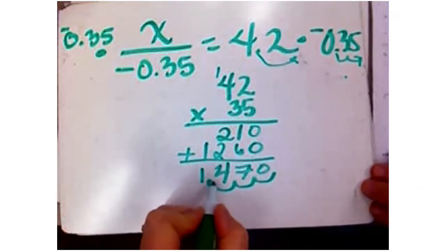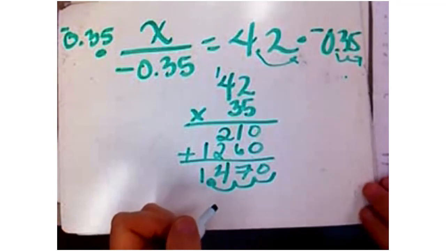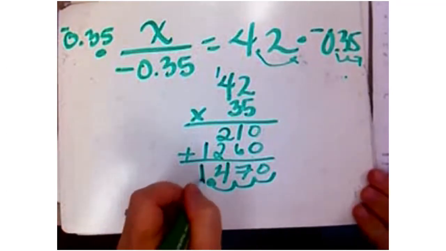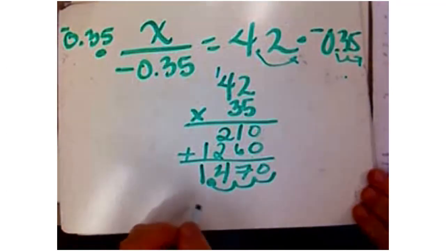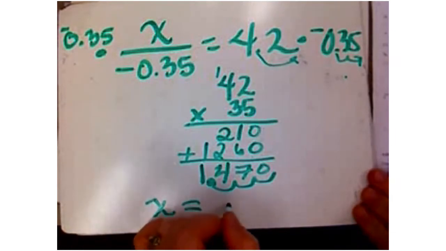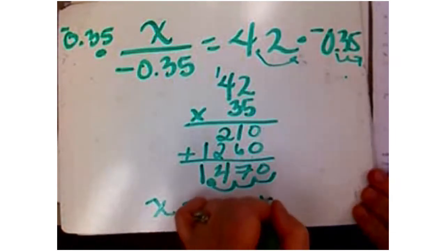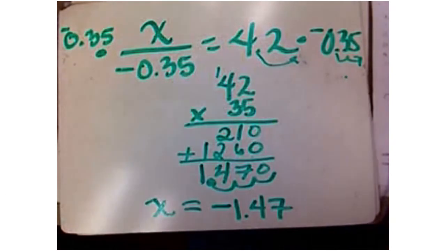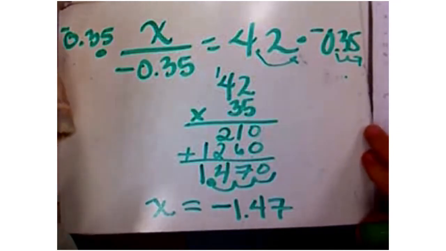1, 2, 3. So I have 1.470. I don't really need the 0. And I know that my answer has to be negative 1.47, because I had a positive times a negative. So you're practicing the multiplication skill that you learned in previous sections, and then you're applying your positive and negative rules to it and doing an equation. So if we see division, we want to undo it with multiplication.